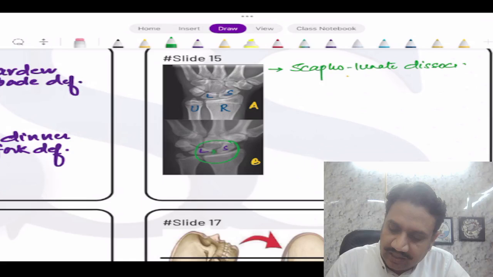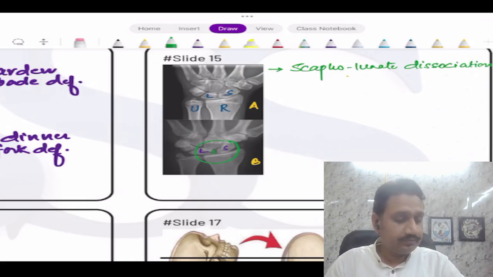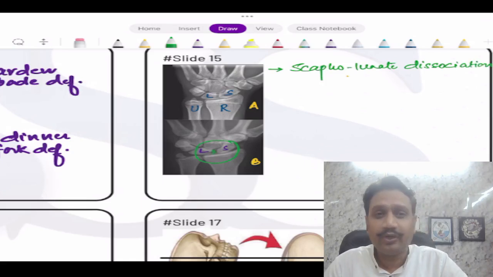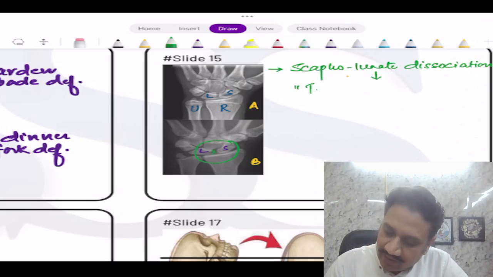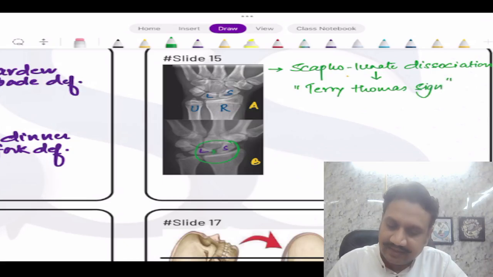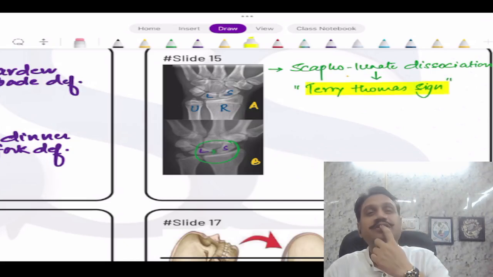The two bones have gone away from each other, right? The scapholunate dissociation. What do you call that, the scaphoid and lunate going away from each other? What is that sign called? It is called the Terry Thomas sign. Remember the gap between the front two teeth, right?